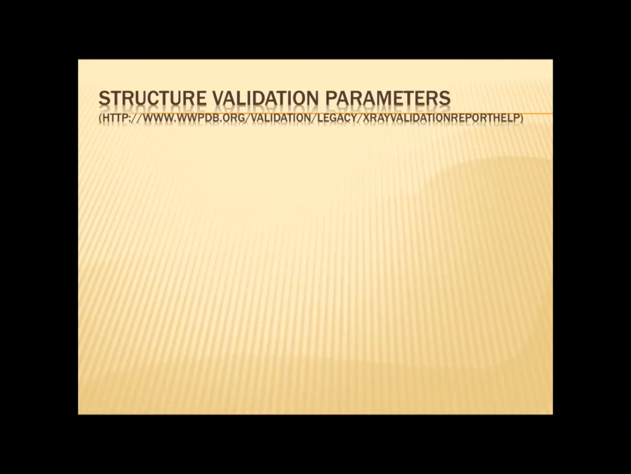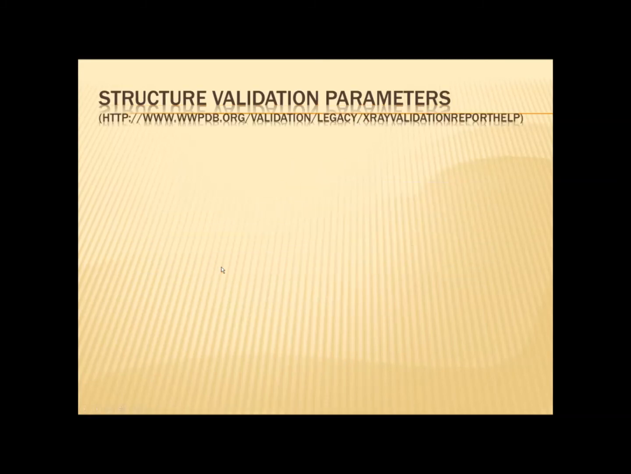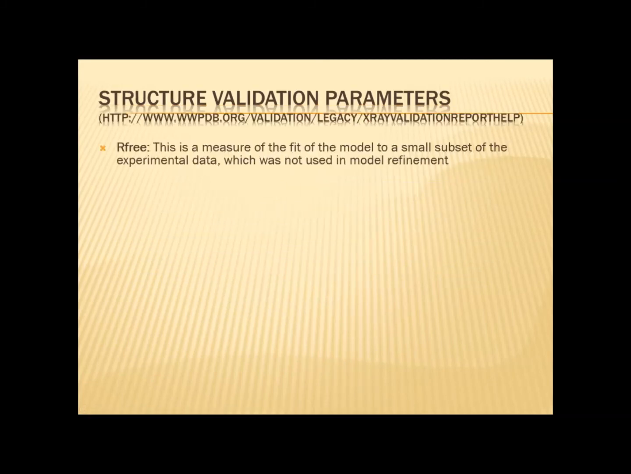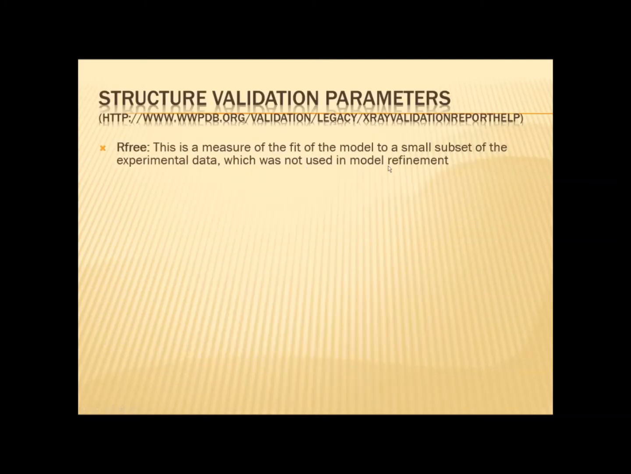So you look at these parameters: R-free, clash score, Ramachandran outliers, side chain outliers, and RSRZ outliers. So what is an R-free? This is a measure of the fit of the model to a small subset of experimental data which was not used in model refinement. Now, what do you mean by model? In terms of experimental data, this surface is what you see. Your model then fits the experimental data, and how well it fits is the R value. The experimental data was not used in the model refinement.